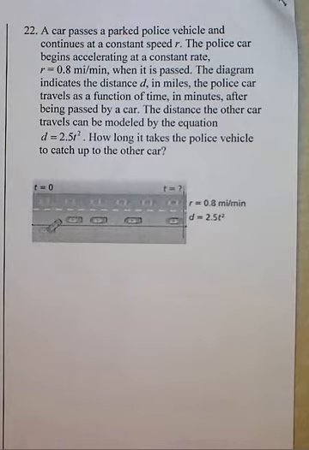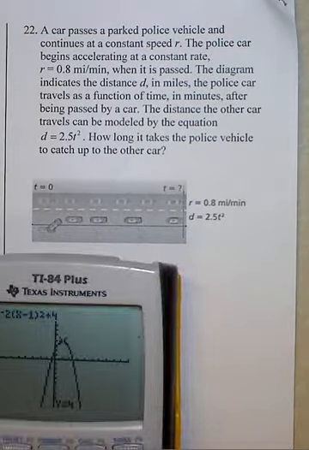The diagram indicates the distance in miles the police car travels as a function of time in minutes after being passed by the car. The distance the other car travels can be modeled by the following equation. How long does it take for the police car to catch up with the other car? Okay, so we want to set these two equations equal. Let's do second plus 712.